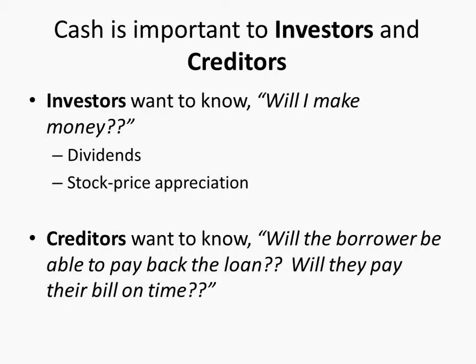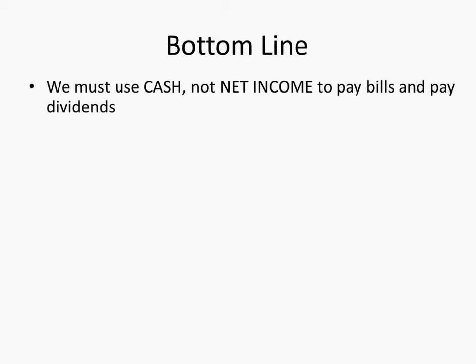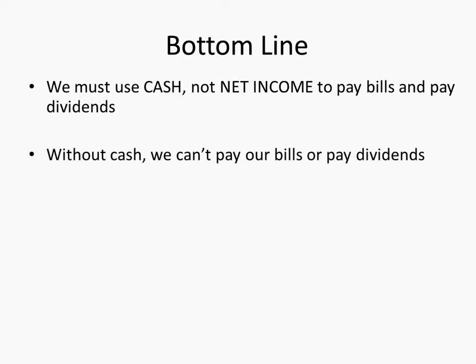Creditors want to know, will the borrower be able to pay back the loan? Will they be able to pay their bills on time? So they're concerned with cash, not just accrual basis figures. The bottom line in this discussion of cash flows as we start to delve in is that we use cash, not net income, to pay our bills and to pay dividends. Without cash, we can't pay our bills or pay dividends.